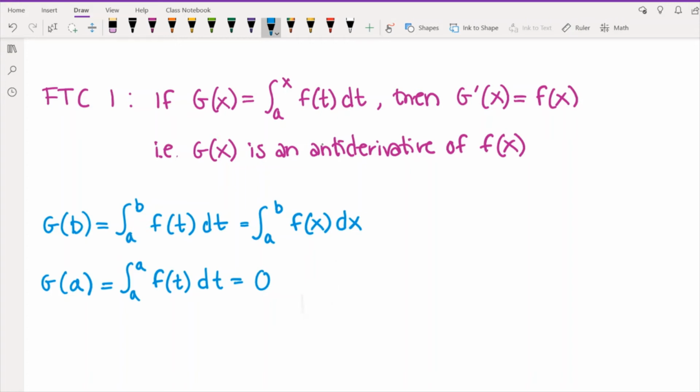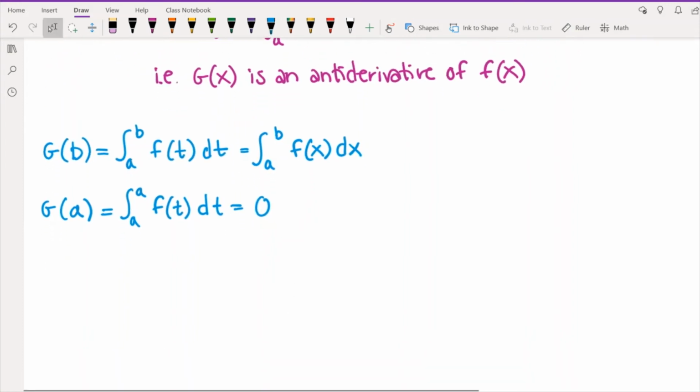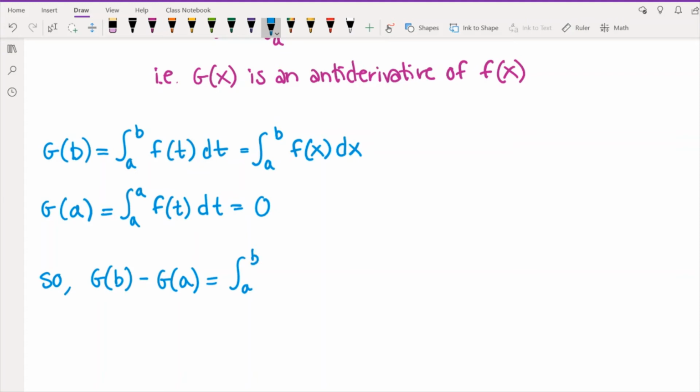So putting these together, well, what do we get if we do g of b? Let me maybe say, so g of b minus g of a, according to what we just wrote down above, that's going to be equal to the integral from a to b of f of x dx minus 0, which is just the same as the integral from a to b of f of x dx.